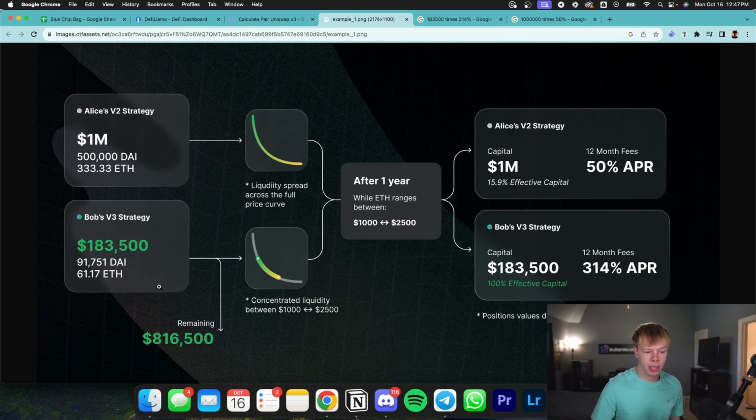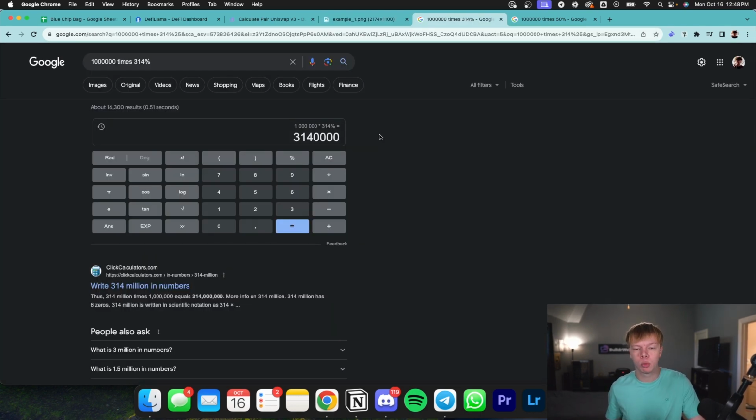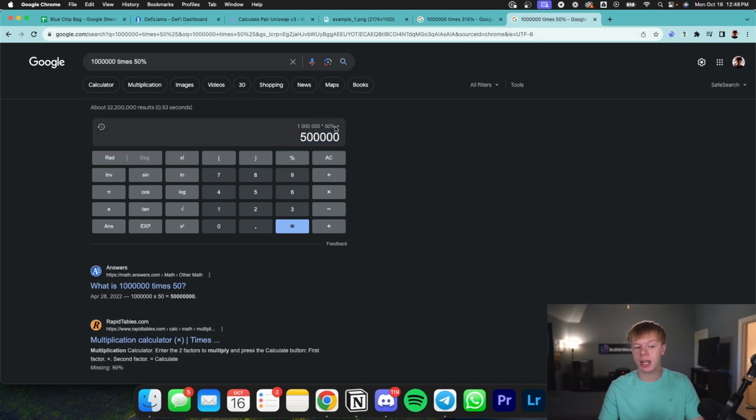Now, if both of them had $1 million at the start, Bob makes the same return, it's just he has to put up a fifth of the capital, so he has $816,000 remaining to do whatever he pleases with. But for a better comparison, let's just assume Alice and Bob both equally invested $1 million into their positions, and they're both still getting a 50% APR and a 314% APR respectively. At the end of 1 year's time, off Bob's $1 million, he comes out to a $3.1 million return off of his $1 million. That's a 314% APR. Whereas Alice comes out to $500,000 still off of her $1 million.